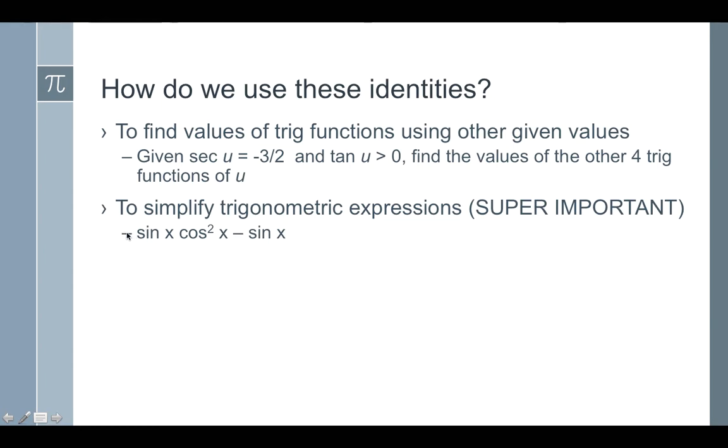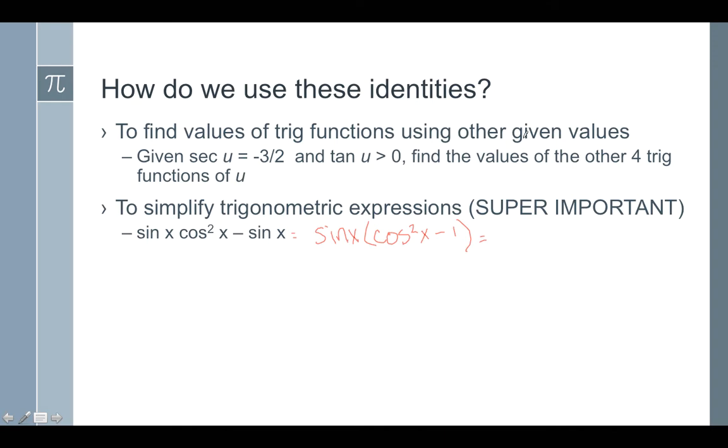But this particular thing is looking at this and going, oh, what can I do? This is what simplifying means. What can I do to this equation or expression to make it look simpler? Well, I first notice that this big thing here and this little thing here both have a sine of x. So I'm going to factor out a sine of x. And I get cosine squared x minus 1.